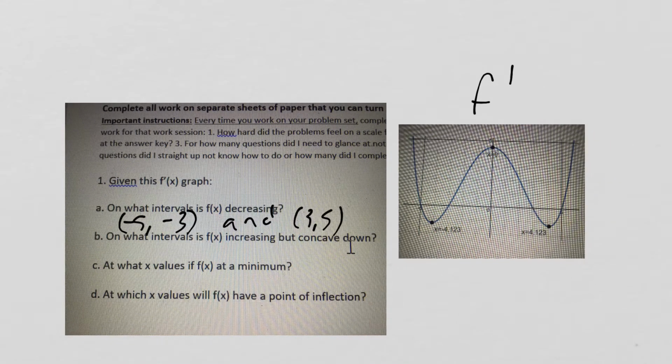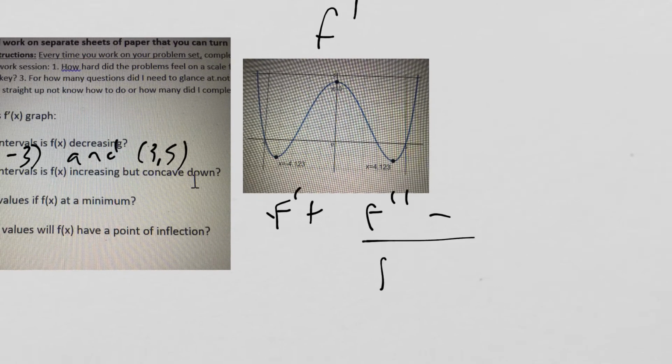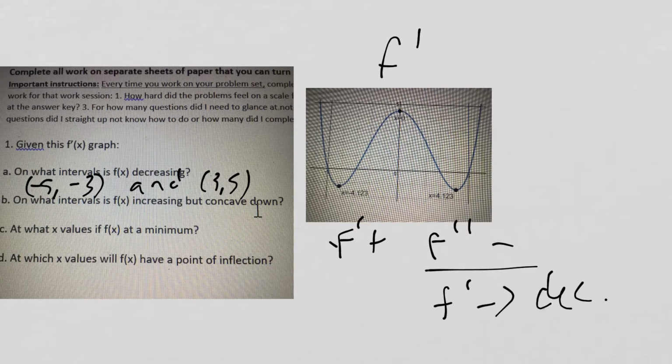So f of x is going to be increasing wherever f prime is positive. So we're looking for a positive f prime. And it's going to be concave down whenever f double prime is negative. And f double prime is negative when f prime is decreasing, because f double prime is like the slope of f prime. So what we're looking for is f prime positive, but f prime decreasing to make f double prime negative. So f prime is positive and decreasing from here until here.